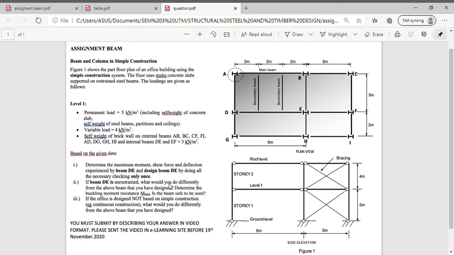Good day, Prof. My name is Ming Feng, and today I will explain the assignment for this question, and to design the beam DE from level 1 by given the data here in the simple construction.